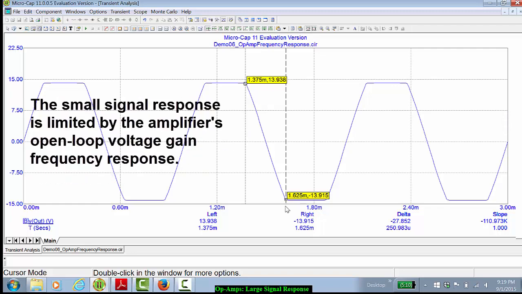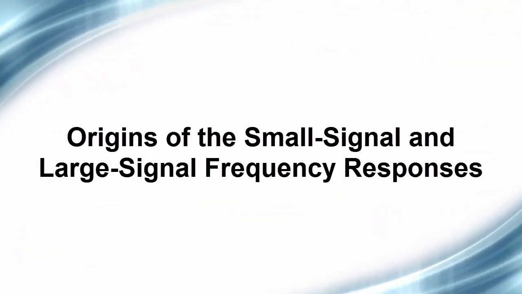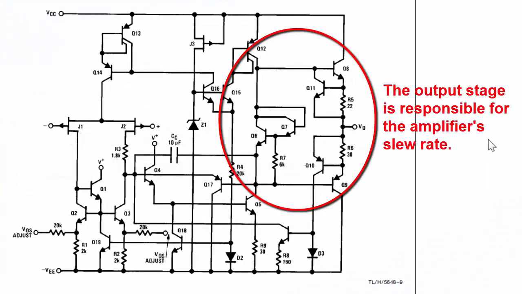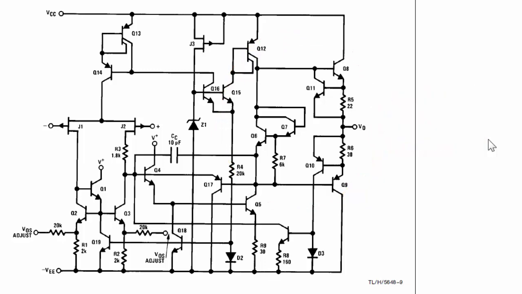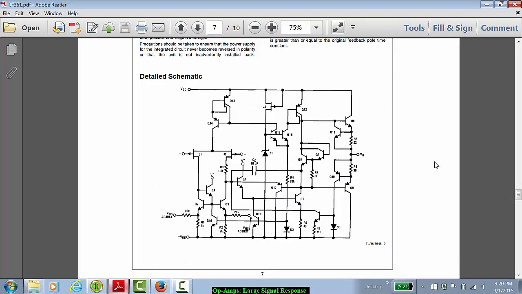The small signal response is limited by the frequency response of the amplifier. The large signal response is limited by the slew rate. They come from 2 different parts of the LF351 operational amplifier circuit. The slew rate is determined by the output circuitry, the output stage, whereas the 3 dB frequency and the small signal frequency response is determined by the frequency compensation capacitor CC, which is, according to the schematic, a 10 picofarad capacitor.